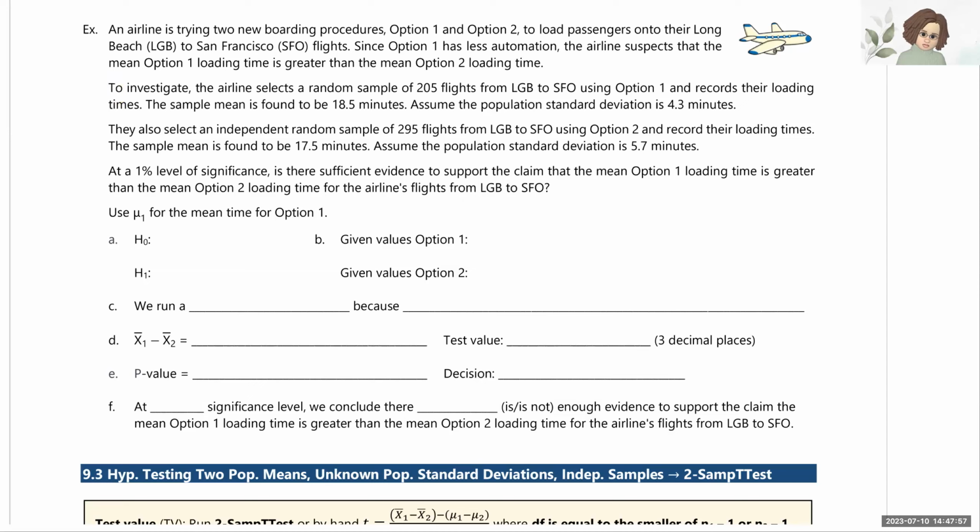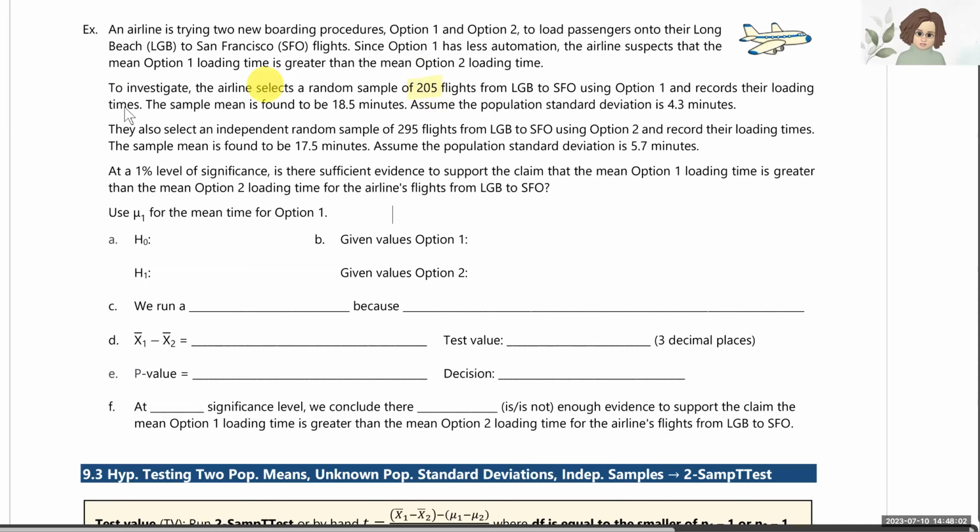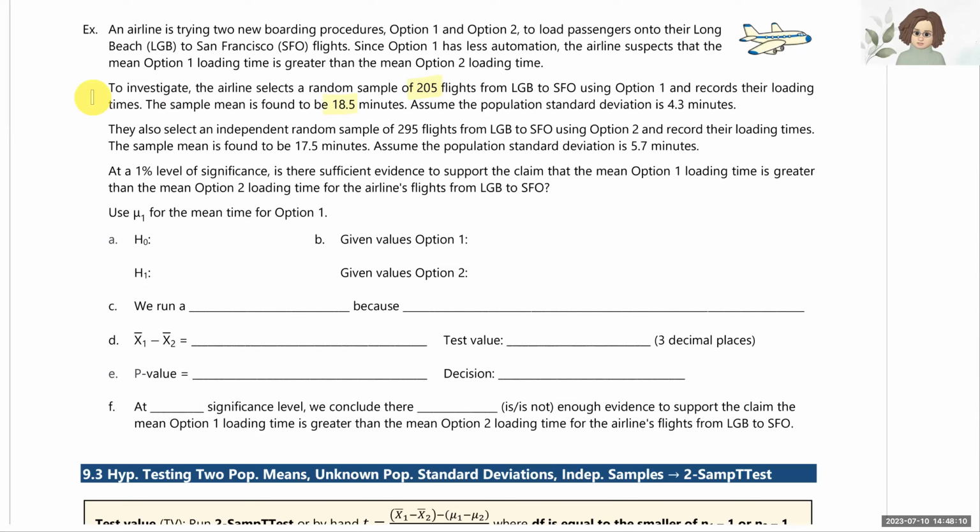And I'm going to start highlighting some things here. So there's our 205 flights that they sampled. The sample mean was 18.5 minutes for that loading time. And we're assuming that the population standard deviation is 4.3 minutes.